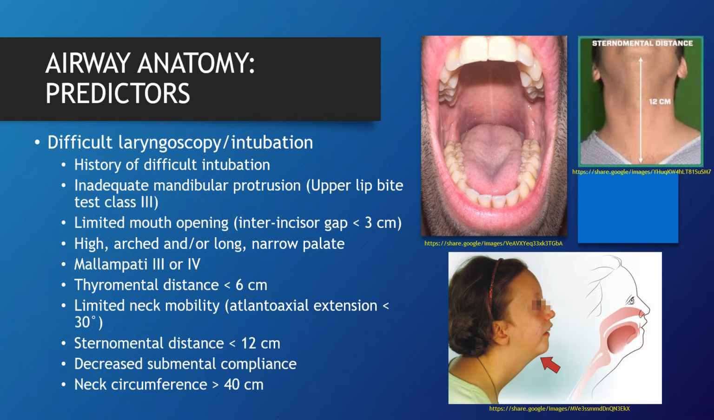Thyromental distance less than 6 centimeters. Limited neck mobility with an atlantoaxial extension less than 30 degrees. Sternomental distance less than 12 centimeters. The presence of decreased submental compliance, so if you feel it underneath your chin and it's very hard and fixed. And then finally, a neck circumference greater than 40 centimeters. All of these are predictors for difficult laryngoscopy and/or intubation.